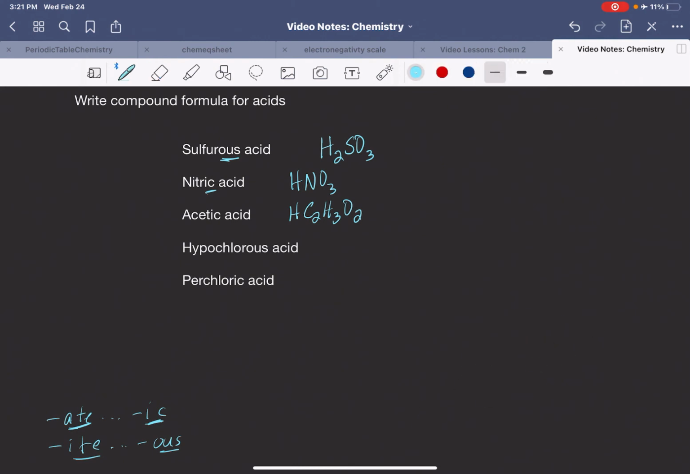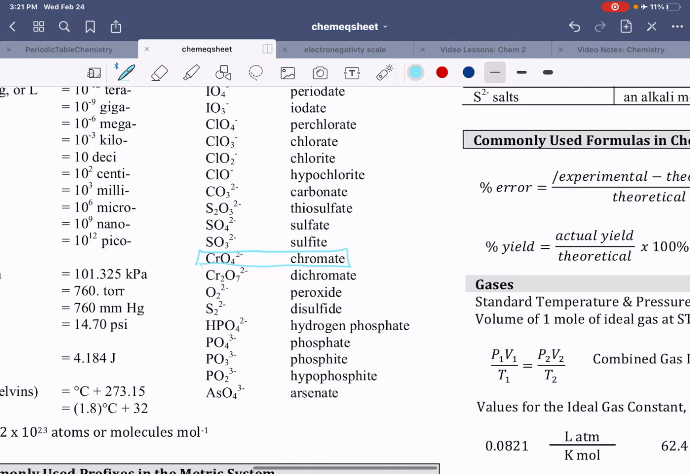Now, hypochlorous acid. So hypochlorous must mean that it ended in -ite. There we go right there. We've got our hypochlorite. And if you're not sure, all you do, remember, is go back to your chem equation sheet. Let me get this off of here, right? And then there's your hypochlorite right there.